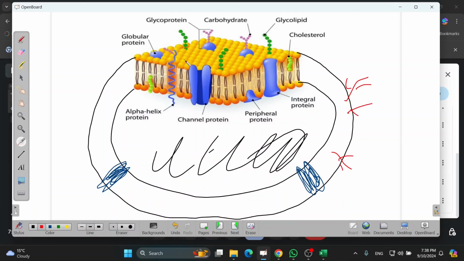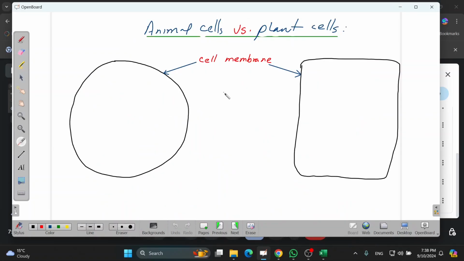However, that is the composition, right? One outer layer of fat, one inner layer of fat, right? And some proteins here and there, going from one side to the other, and some carbohydrates attached. Right, so what is the function of the cell membrane, guys? The function of the cell membrane is to allow substances to move through, right? Either to go out of the cell or to come into the cell.